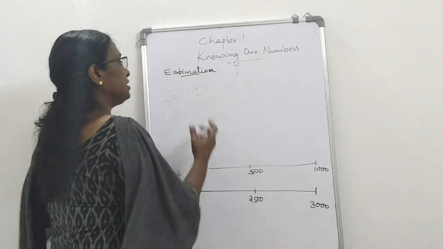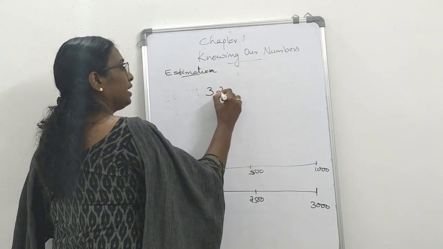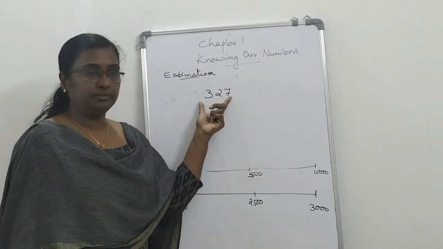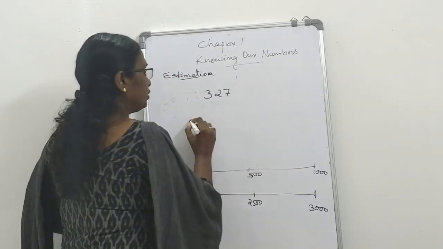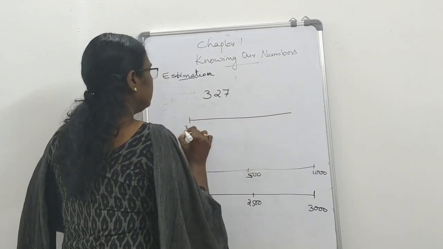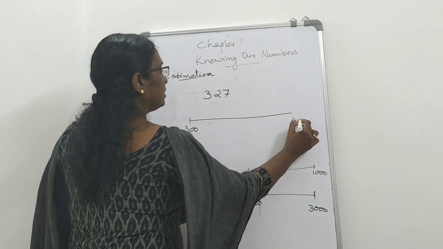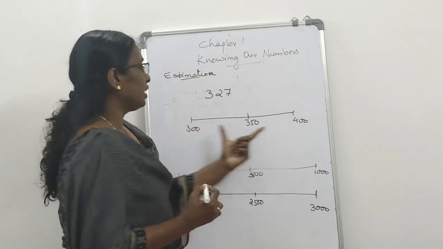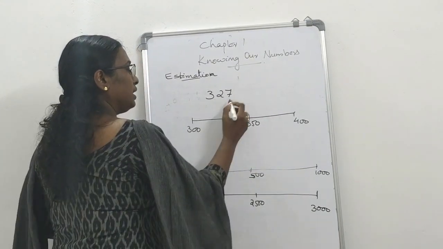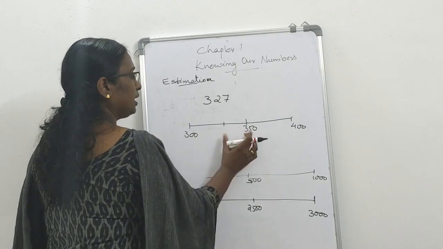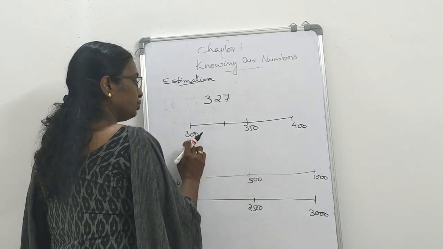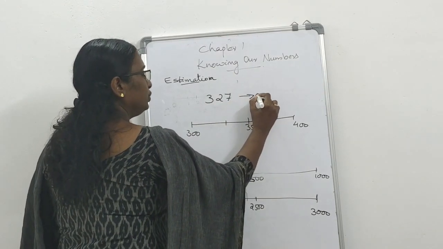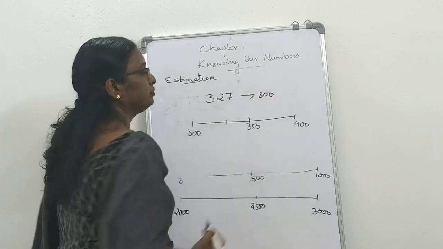Then tell me, what is the estimated number of 327 when rounded off to 100? How can we find it? 327 lies between 300 and 400. 350 is equidistant from 300 and 400. 327 lies between 300 and 350. It is closer to 300. So 327 is rounded off to 300.